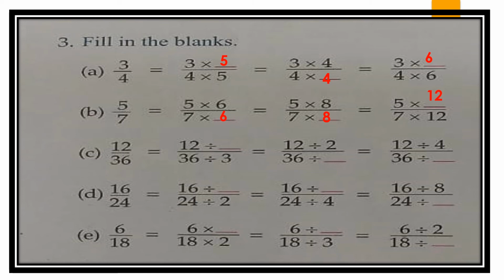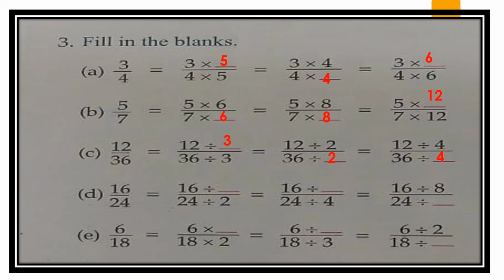Now C part, 12 upon 36. Now here 12 divided by dash, 36 divided by 3. Now here 3 is written on the denominator, so you will write that on the numerator also. 12 divided by 3. Then next is 12 divided by 2, 36 divided by 2. Now 12 divided by 4, 36 divided by 4. So these will give you equivalent fractions, all of them.